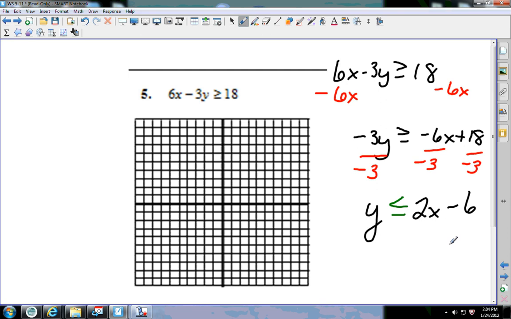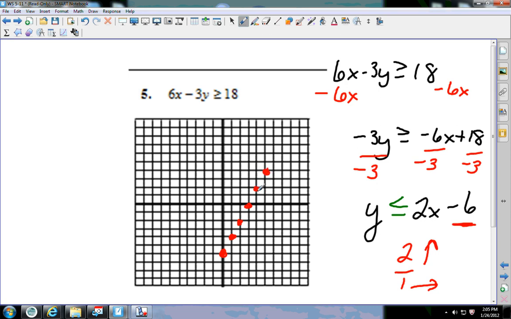You need to plot the y-intercept. Negative 6. 1, 2, 3, 4, 5, 6. The slope is 2, which is 2 over 1. It tells me to go up 2 to the right 1. So I'll start here and go up 2 to the right 1 and put a dot. Up 2 to the right 1, put a dot. Up 2 to the right 1.